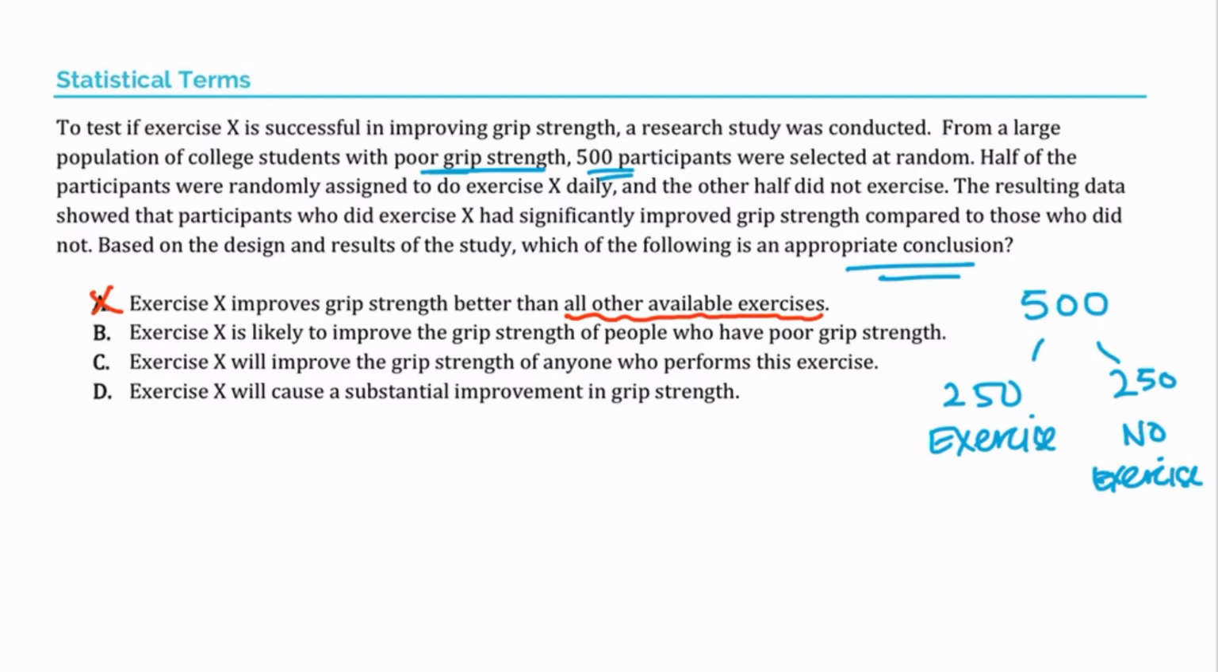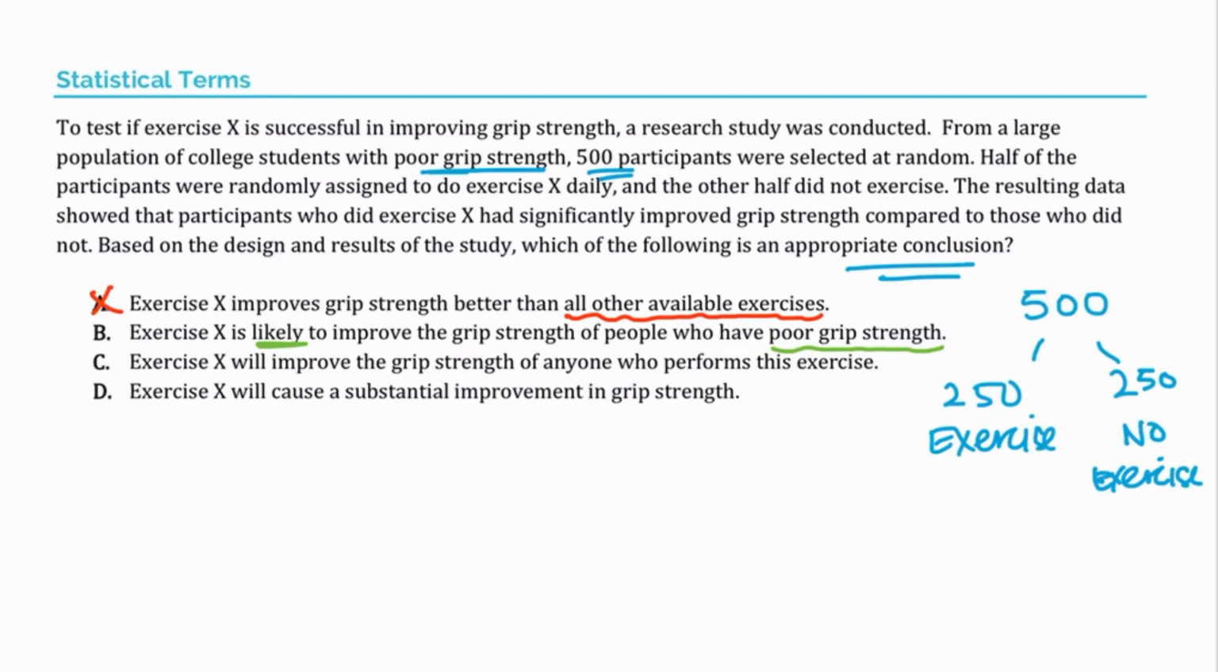What about B? Exercise X is likely. I like the word likely because remember with statistics you're finding things that are approximate. You're saying that things are likely. You're not saying that it's 100% true for everyone. So exercise X is likely to improve the grip strength of people who have poor grip strength. Perfect. So we're only generalizing to the people from whom we sampled. We had our population of people with poor grip strength, and from that population, we got our sample of 500. So anything that we discover is only generalizable to people who do not have strong grips.